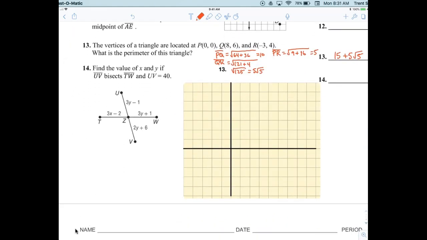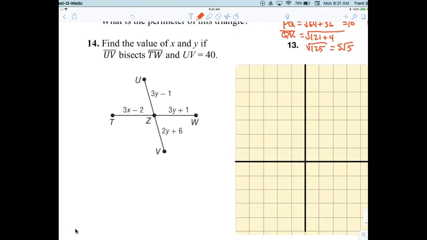Number 14. Now, on these, find the value of x and y if UV bisects TW. Who can tell me what bisect meant? It crosses right in the middle. Now listen, it's not necessarily perpendicular, but you're right, it crosses right in the middle. So bisect just means it cuts something in half. When something is bisected, it cuts it in half.